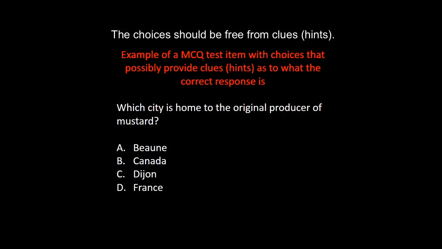Response choices should be free from clues or hints that guide the student to the correct response. In this example below, the stem states, which city is home to the original producer of mustard? The stem is clear. We are looking for a city that is known for its mustard production. However, when we look at the responses, there are visible clues that eliminate some of them right away. Most everyone knows that France and Canada are countries, not cities. Therefore, we can eliminate them right away, leaving only 2 possible choices instead of 4.